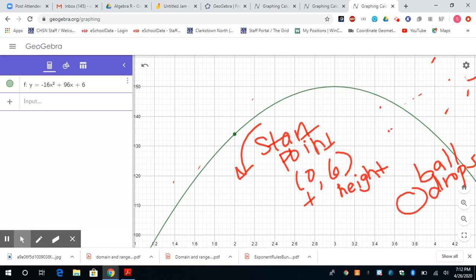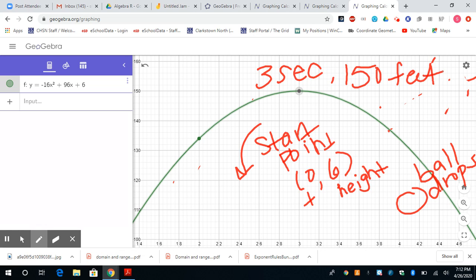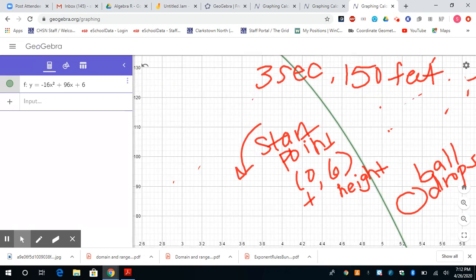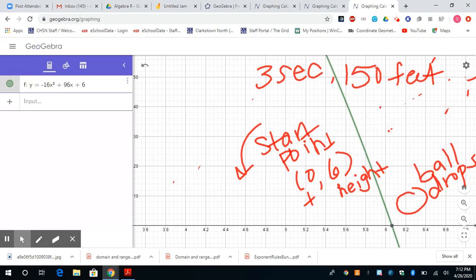And we have this max height, or called our extrema. So after 3 seconds, at 3 seconds go by, that ball is at a height of 350. So it tells me this. And then if I go down, the ball's dropping.